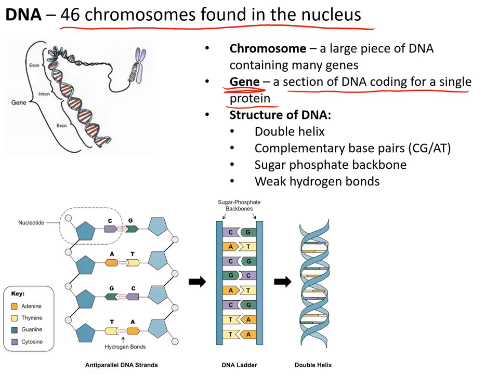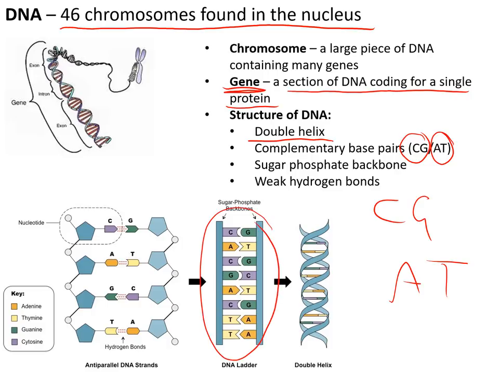In terms of the structure of DNA itself, there are a few things to know about it. It has this double helix structure, that means it's like a twisted ladder. It has complementary base pairs, so C and G always pair together, and A and T always pair together. To remember that, look at the shapes of the letters. C and G are both curvy and they stick together, and A and T are both made of straight lines and they stick together. And you can see that base pairing here.